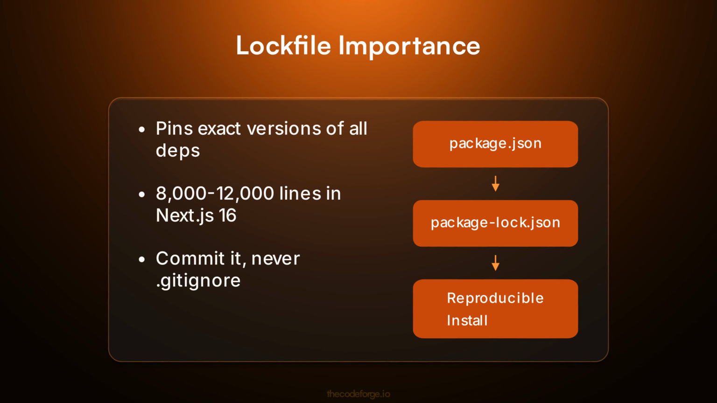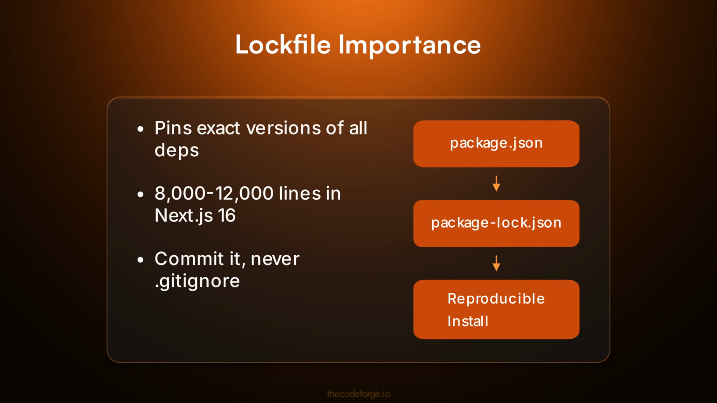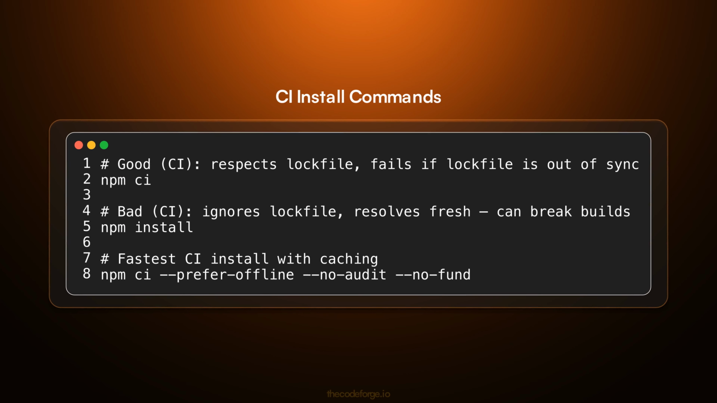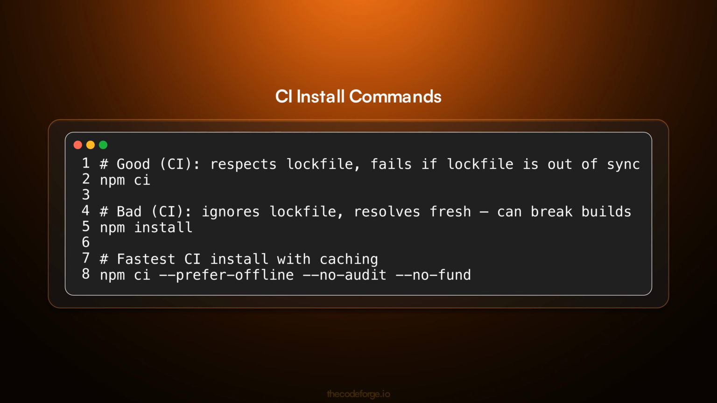package-lock.json is the most important file in your project that you'll never read. It pins every single dependency to an exact version, including transitive dependencies. Without it, two developers running npm install on the same package.json could get different trees. In CI, always use npm ci instead of npm install. npm ci respects the lockfile and fails if it's out of sync. npm install ignores the lockfile and resolves fresh, which can break builds.